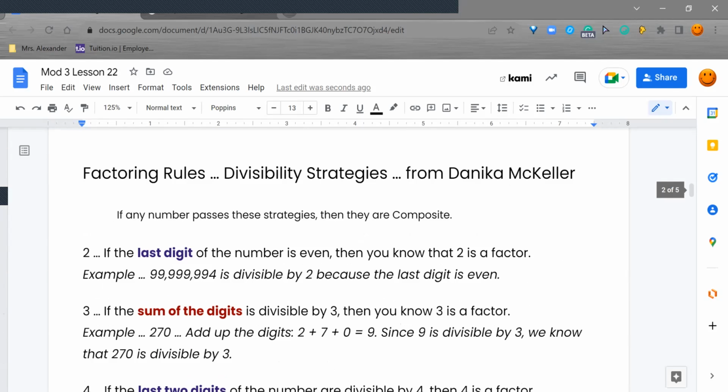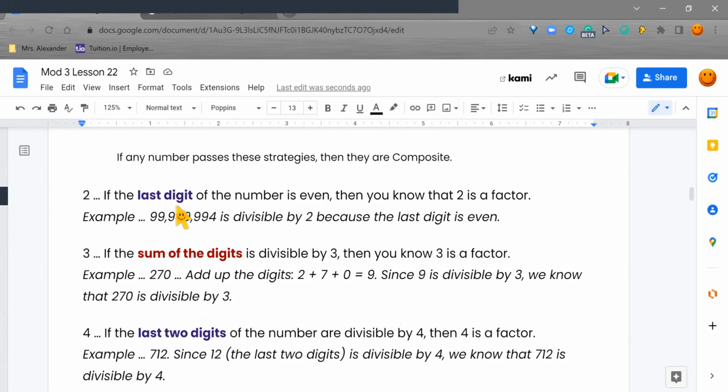There are several rules for factoring, you guys, divisibility strategies, and I got this from Danika McKeller. If any number passes these strategies, it is a composite number. So for 2, if the last digit of the number is even, then you know 2 is a factor. For 3, if the sum of the digits is divisible by 3, so you have to add up all the digits, and then see if you can take 3 out of it.